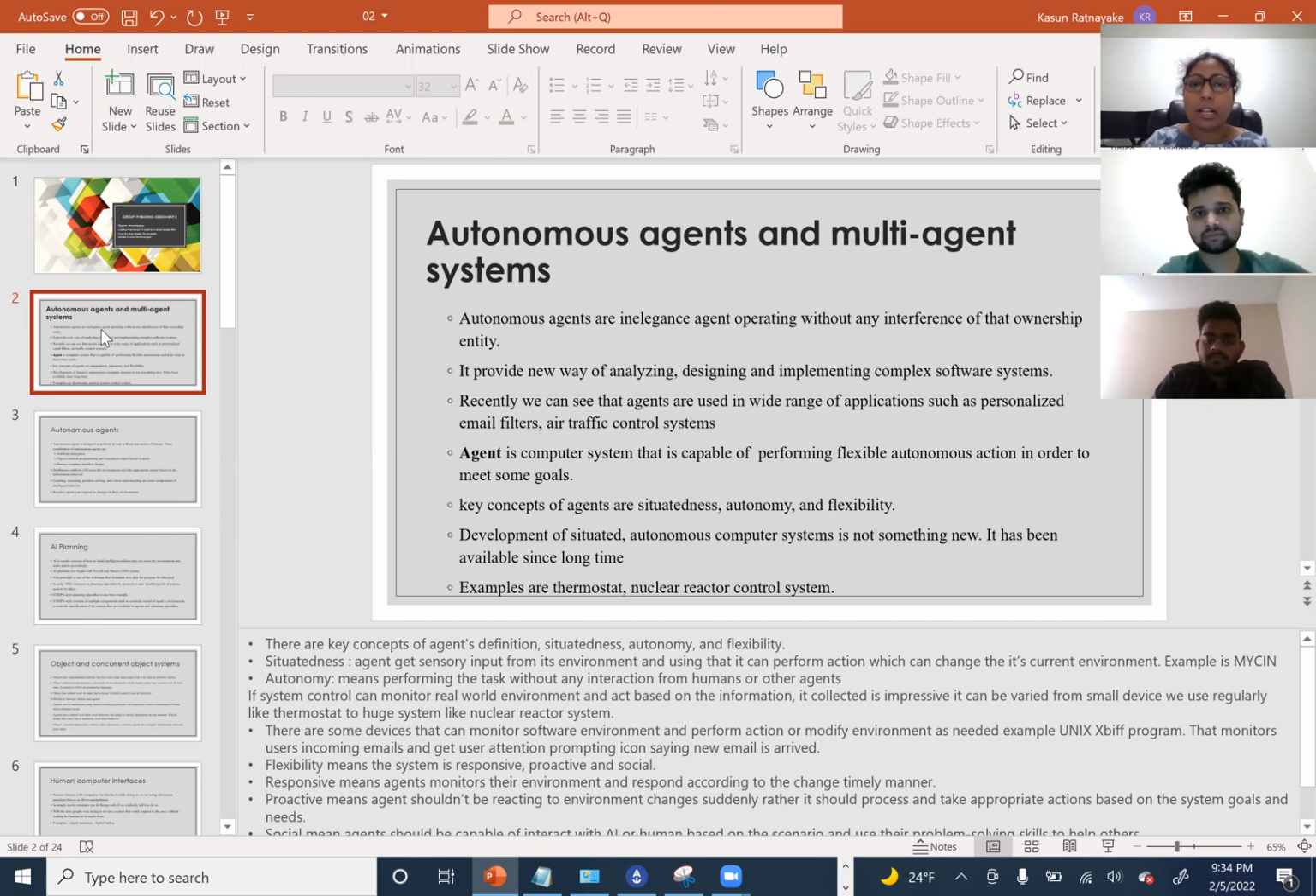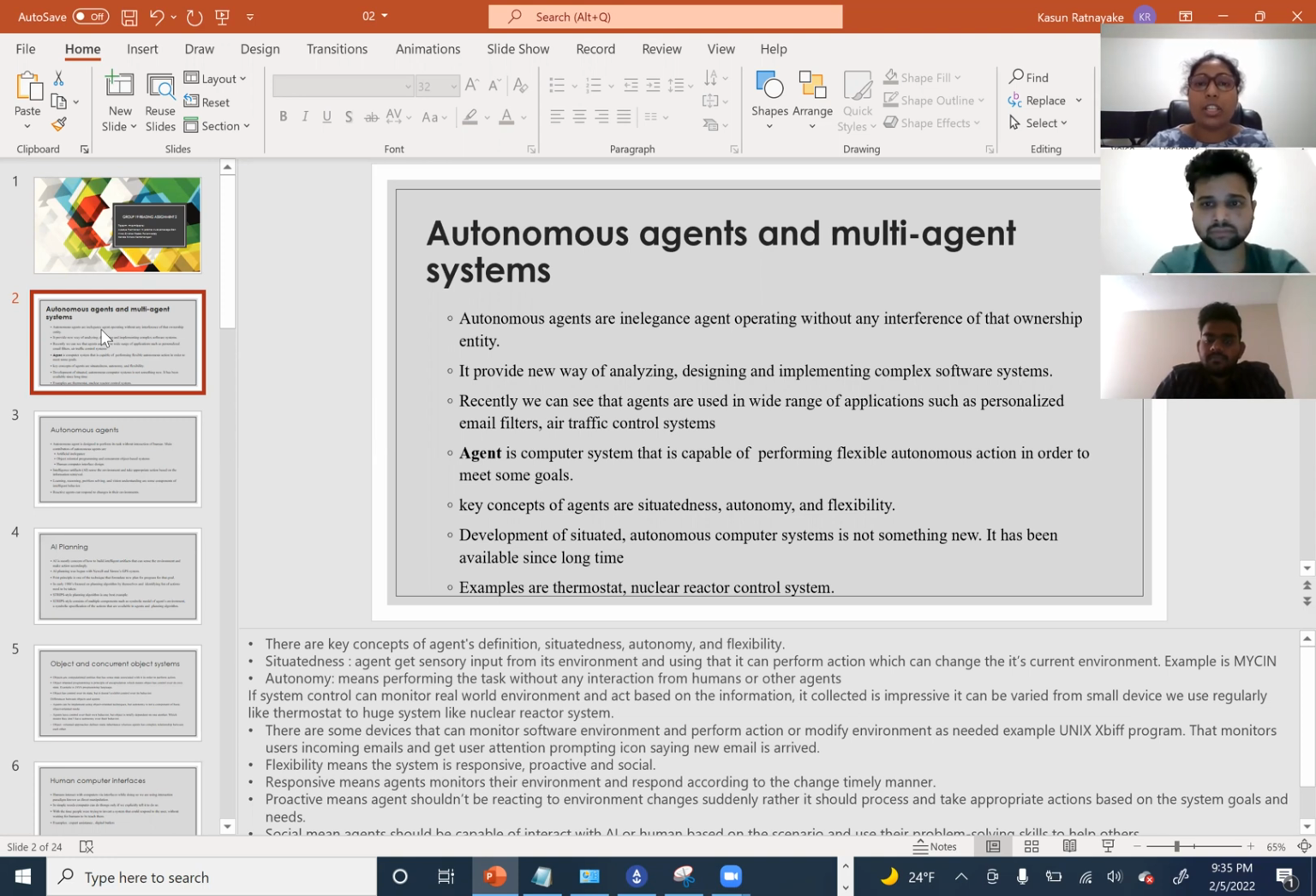Autonomous agents and multi-agent systems will be our first topic we're going to discuss today. Autonomous agents are intelligent agents that operate without any interference of an owning entity. They provide a new way of analyzing, designing, and implementing complex software systems. Recently, agents are used in a wide range of applications, such as personalized email filters or air traffic control systems.